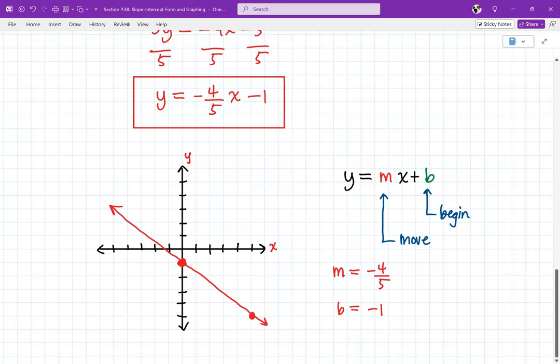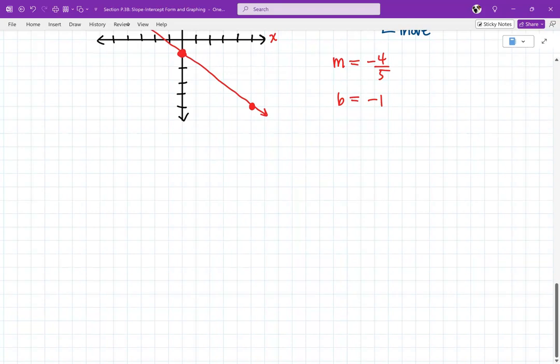Okay, once you solve for y, get your m and your b. B for begin, m for move. You begin by putting the dot there, and then from that dot, you move according to your slope. So begin and move. We've got 2 more examples we're going to do, but these are going to be really simple.